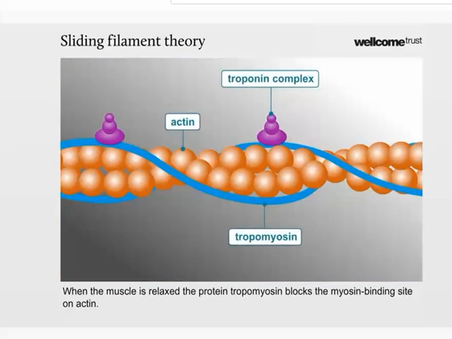When the muscle is relaxed, the protein tropomyosin muscle contraction occurs. We'll watch the rest of that video later. But that was all of part 1. So done with part 1. And then the next videos will be part 2 and part 3.